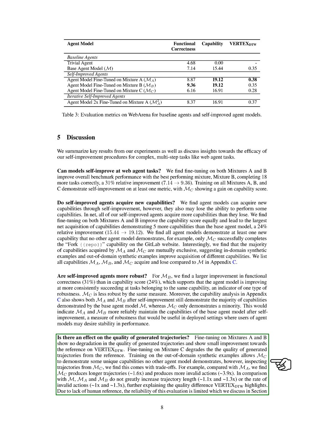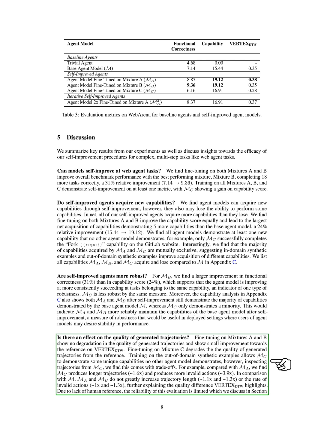Training on out-of-domain synthetic examples enables model M_C to exhibit some unique capabilities not seen in other agent models. Yet, upon examining trajectories from M_C, we notice some trade-offs. For instance, compared to M_A, M_C generates longer trajectories, about 1.6 times longer, and more invalid actions, about 3.9 times more. In contrast, M and M_A and M_B do not significantly increase trajectory length, around 1.1 and 1.3 times longer, or the rate of invalid actions, around 1 and 1.3 times more, which helps explain the quality differences highlighted by vertex_text DTW.